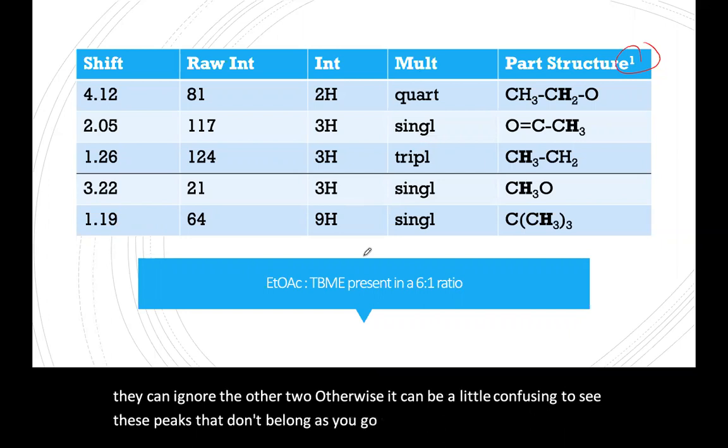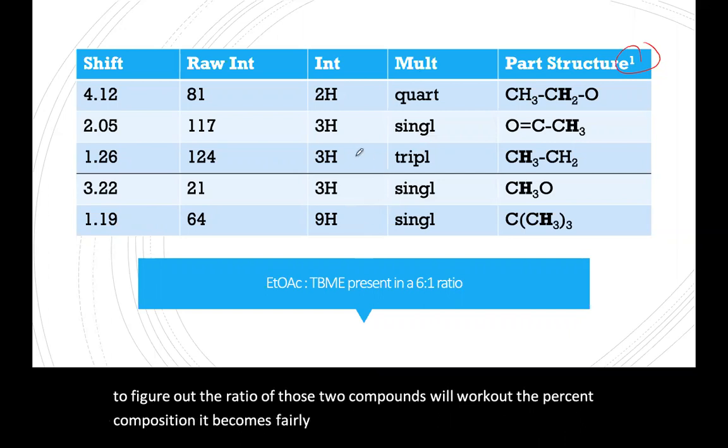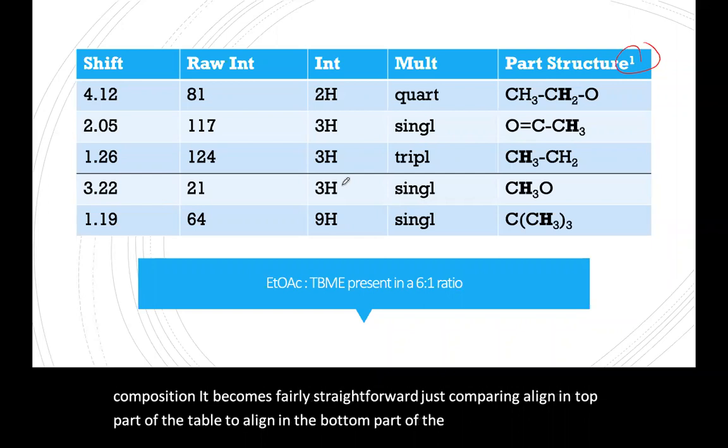But at the end, if you want to figure out the ratio of those two compounds, if you want to work out the percent composition, it becomes fairly straightforward, just comparing a line in the top part of the table to a line in the bottom part of the table, and what is the ratio between those.